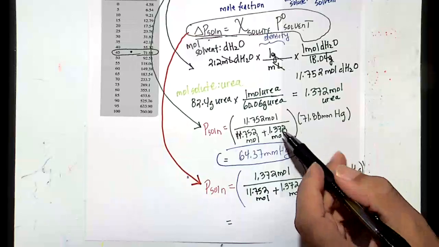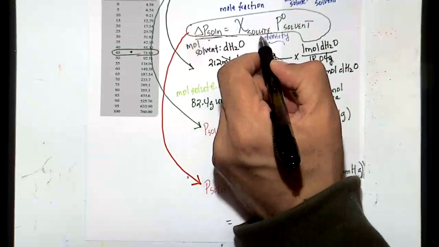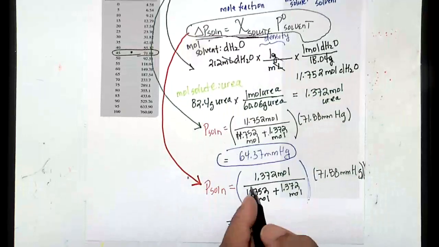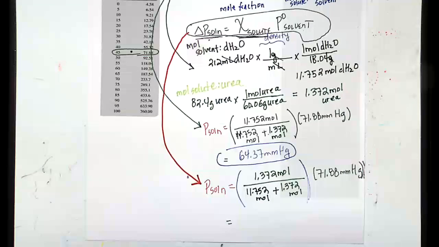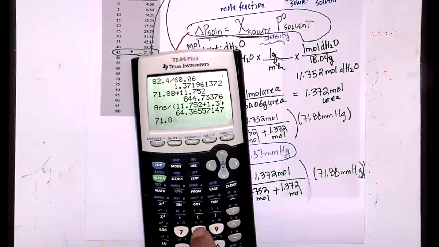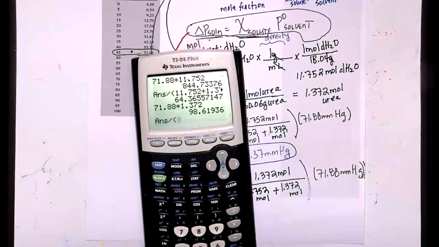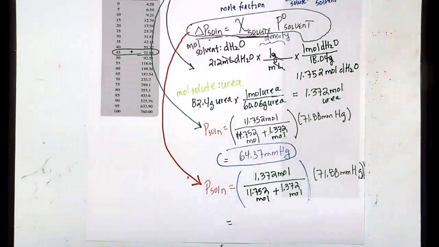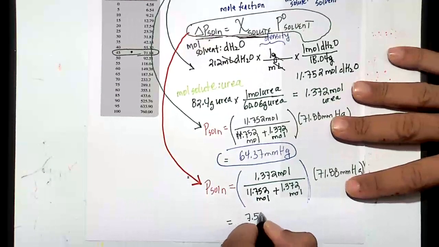Okay, we're going to do the same thing, but this time we'll flip it. We'll have moles of solute on the numerator, which becomes the mole fraction of the solute over the whole thing. So doing what Casey did, let's see what we get. 71.88 times 1.372, divided by the sum plus 1.372, getting 7.51 millimeters of mercury. Okay, 7.51 millimeters of mercury.